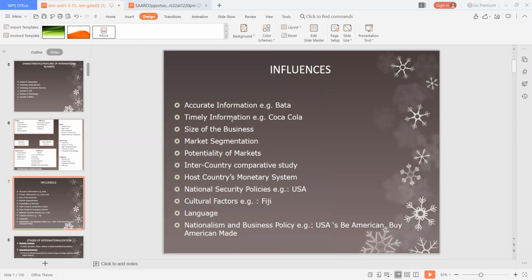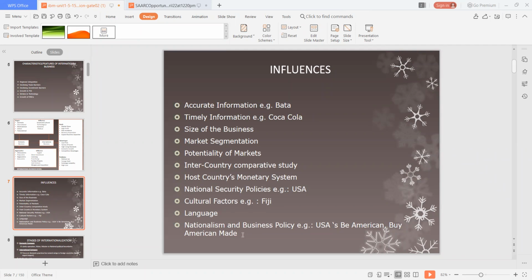Influences, yes: accurate information, timely information, size of the business, market segmentation, potentiality of the markets, inter-country comparative study. Host country's monetary system, I told about the forex and everything. National security policy, even policies. You should focus on the legal, cultural, and policy factors. Cultural factors, language, even the language barrier is also there. You want to decline those barriers.